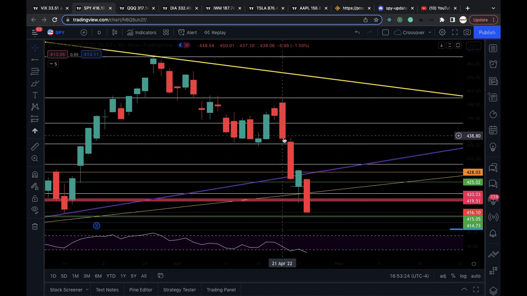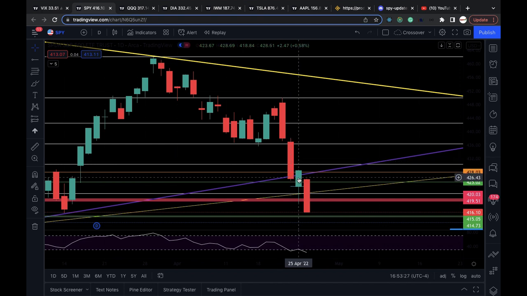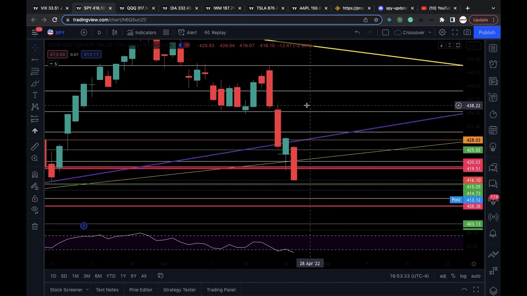We got a big drop here, and then look what happened yesterday. Short squeeze. All right, relief rally. Those relief rallies can be very violent. So it's very important to know your levels and stay true to the strategy. Okay, be very tactical with this. All right, so 415, 416.